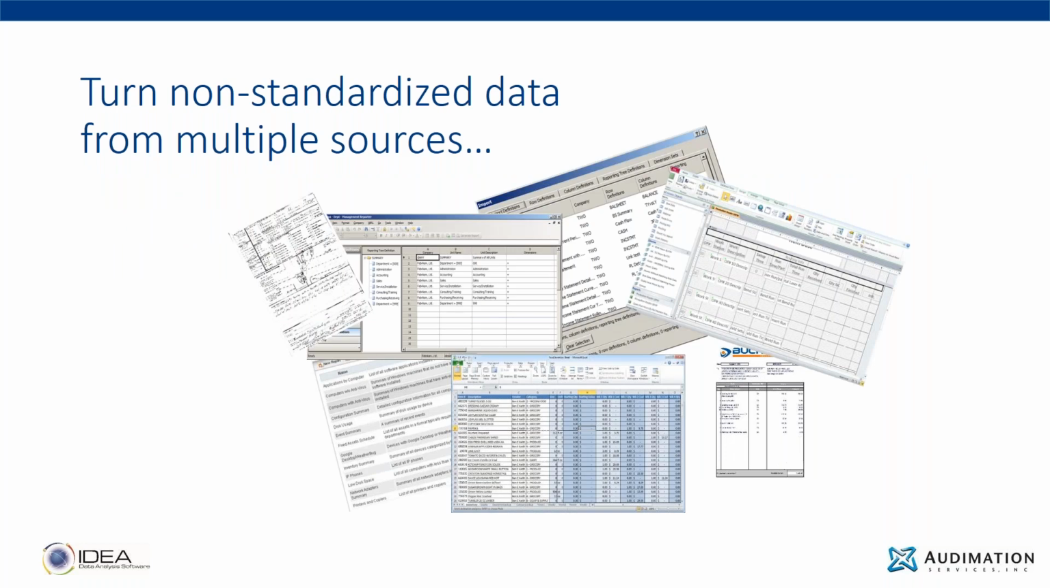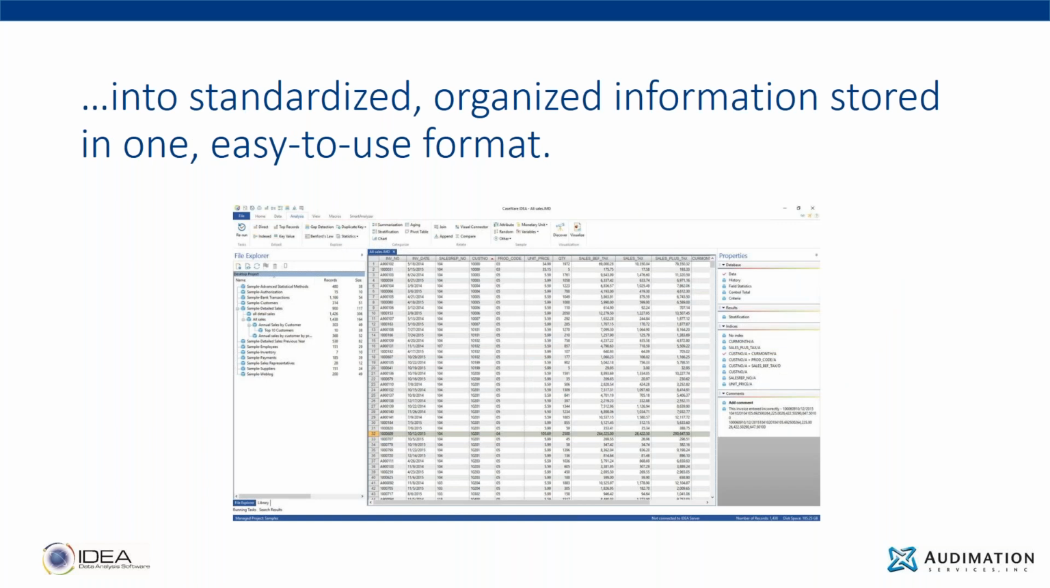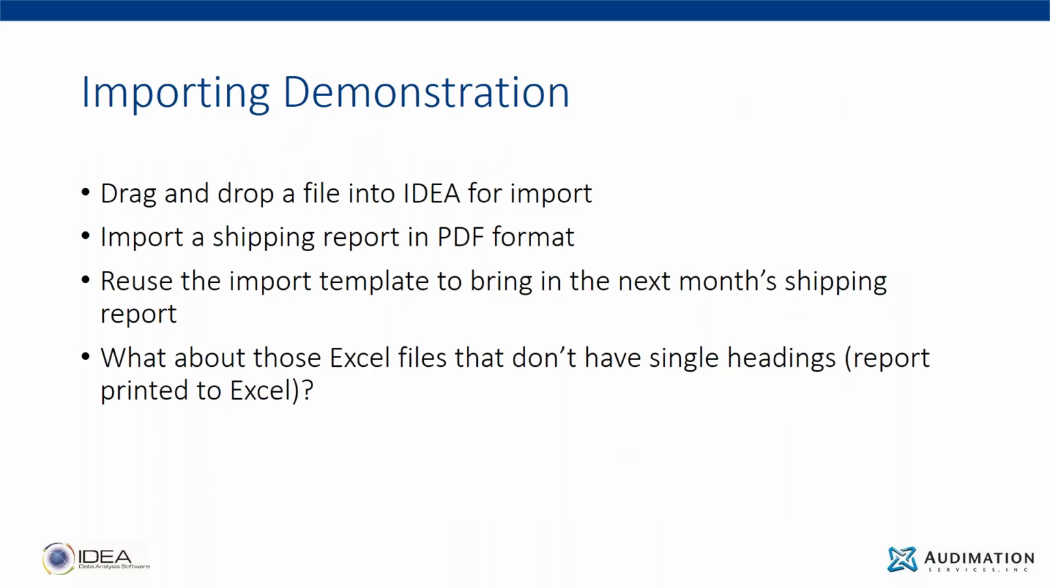So basically, what we're going to look at today is taking data from a bunch of different sources and turning it into one organized set of files that you can compare apples to apples then. What we're going to specifically look at over the next few minutes is the fact that you can drag and drop a file into IDEA as one kind of import, where IDEA automatically recognizes what kind of file it was. Then we're going to have a shipping report that's in PDF format, and we're going to turn that into a usable spreadsheet-looking kind of thing.